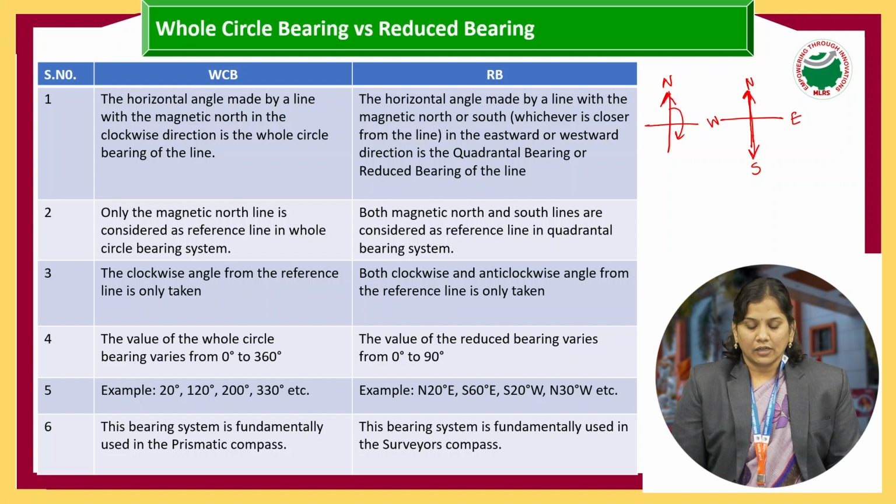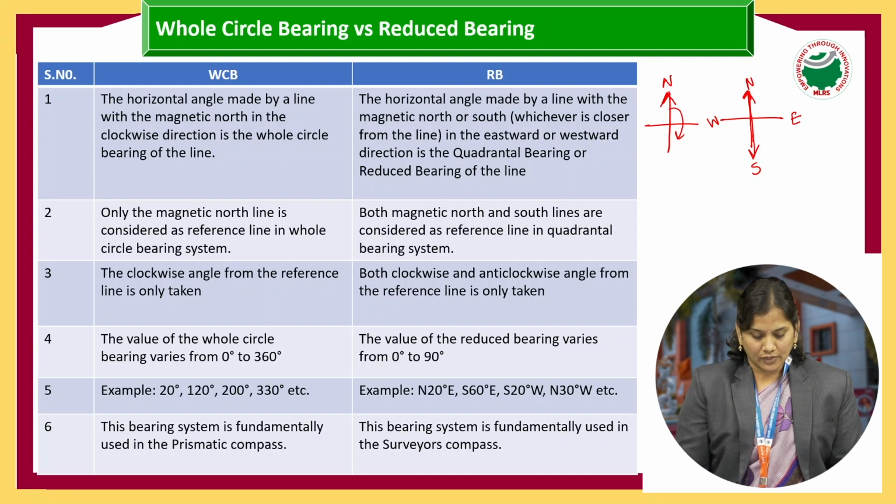And the next difference is that only the clockwise angle from the reference line is taken in the whole circle bearing system, and both clockwise and anti-clockwise angles from the reference line are taken in the reduced or quadrantal bearing system.